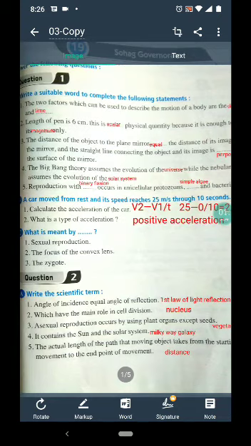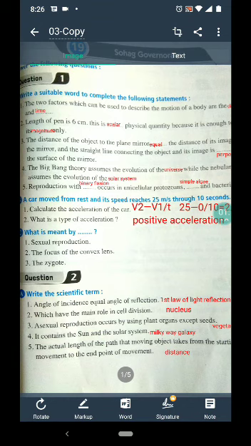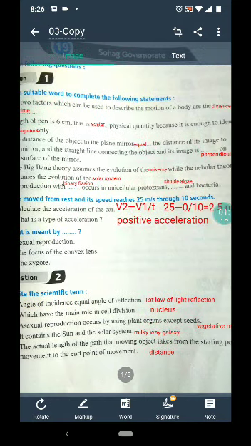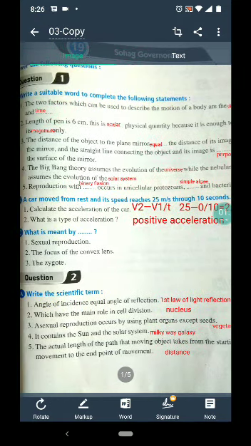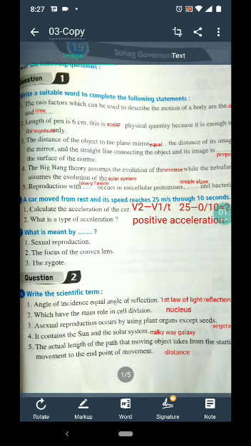Number 4. The Big Bang theory assumes the evolution of the universe, while the nebular theory assumes the evolution of the solar system. Number 5. Reproduction with dash occurs in unicellular protozoa, dash and bacteria. In unicellular protozoa, this is binary fission, and simple algae and bacteria. So binary fission occurs in unicellular protozoa and simple algae and bacteria.